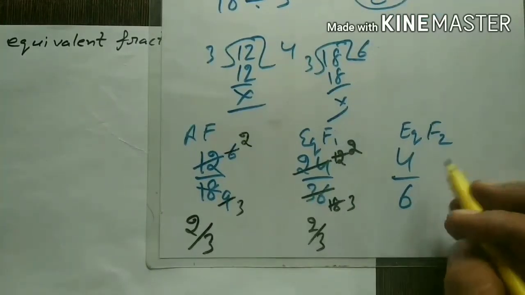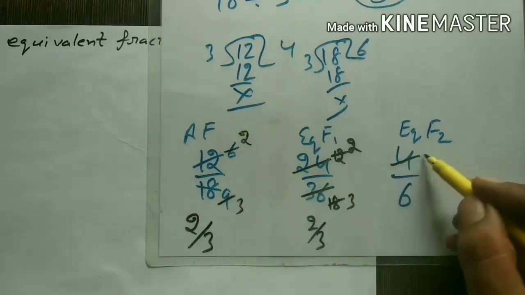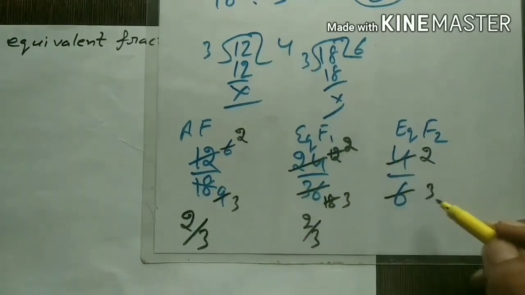Now let us come to the last one. 4 and 6. Both are divisible by which table? They are divisible by the table of 2. So 2 twos are 4 and 2 threes are 6.